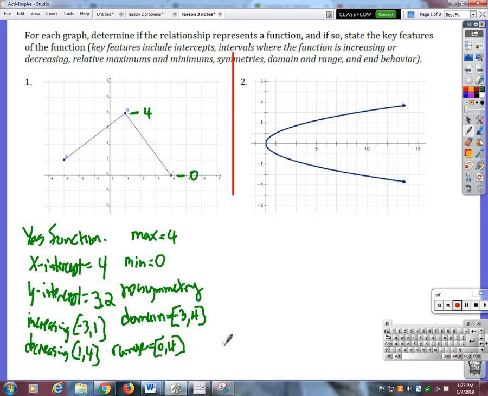Okay, any questions on that? We all right there? That is a lot. How many? Oh, you do? Yeah, I don't have much room either. Because the domain is the x values, and so the lowest x is -3 and the highest is 4.